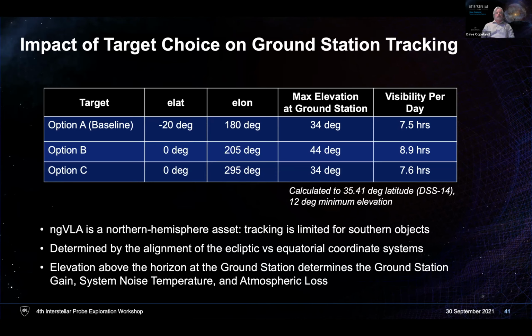The ecliptic longitude plays into this quite a bit because of the tilt between the ecliptic coordinate system and an equatorial coordinate system. Overall, the impact here to us is that elevation above the horizon is going to determine the ground station's gain, its system noise temperature, and the atmospheric loss that we're going to see on the signal. Okay, next slide, please.